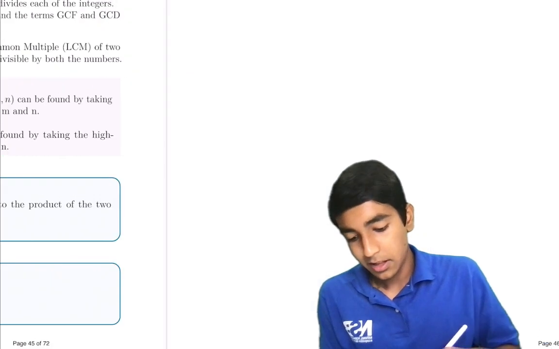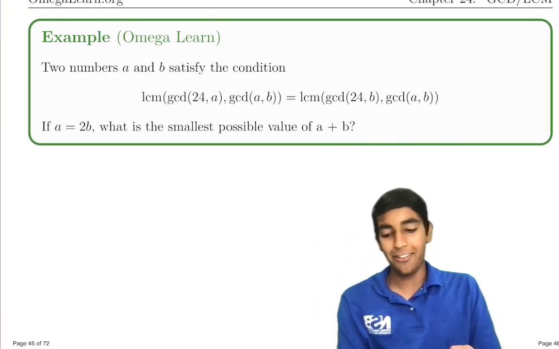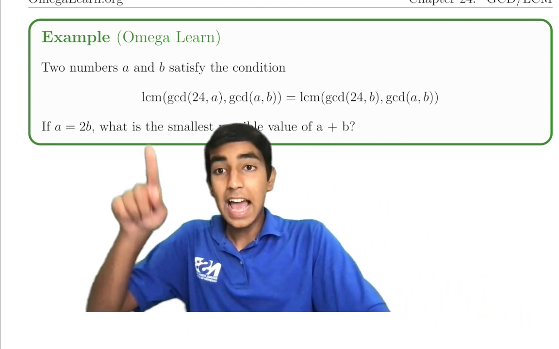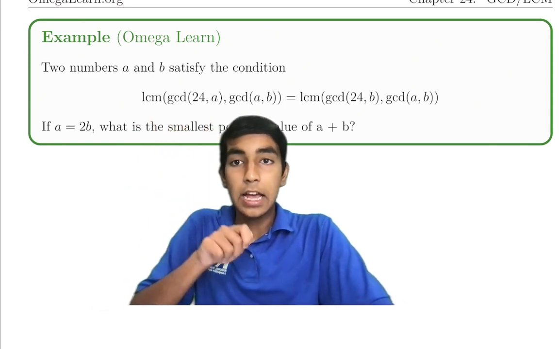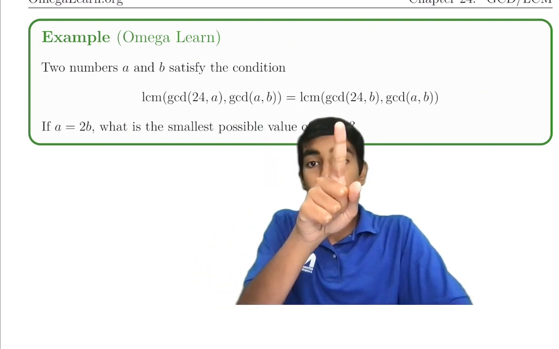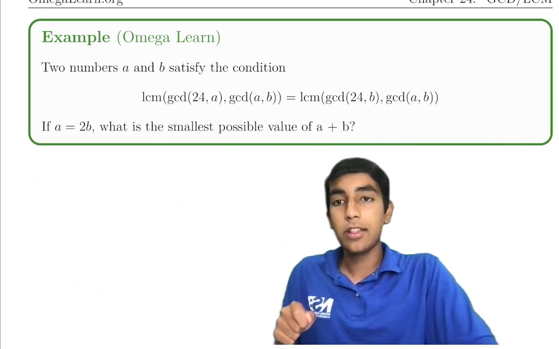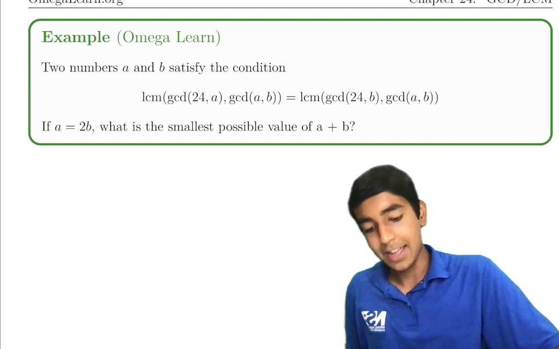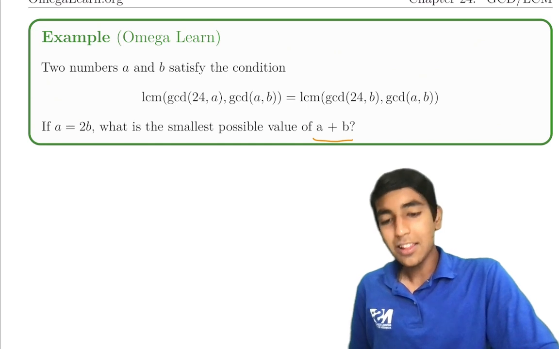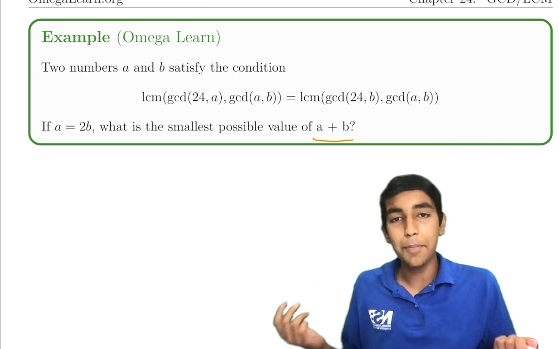Okay, let's take a look at this example that seems hard, but we'll see how to solve it. Two numbers A and B satisfy the condition: the LCM of the GCD of 24 and A and the GCD of A and B is the LCM of the GCD of 24 and B and the GCD of A and B. And we're asked to find, if A is 2B, what is the smallest possible value of A plus B? So how do we do this? This is very complicated. We've got LCMs of GCDs. I mean, how do we even deal with something like this?